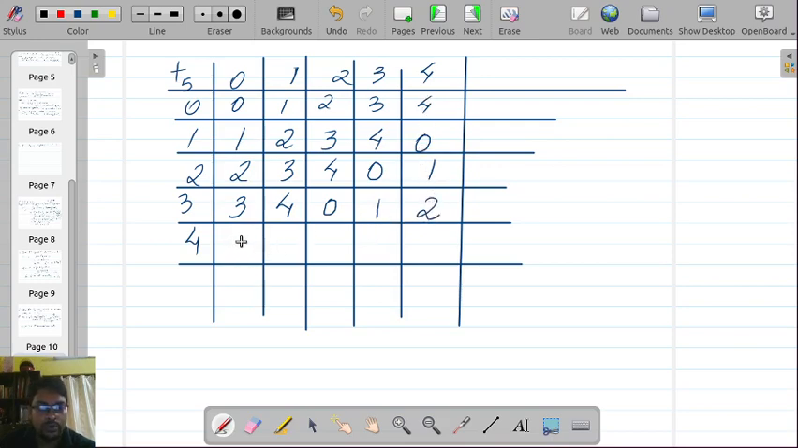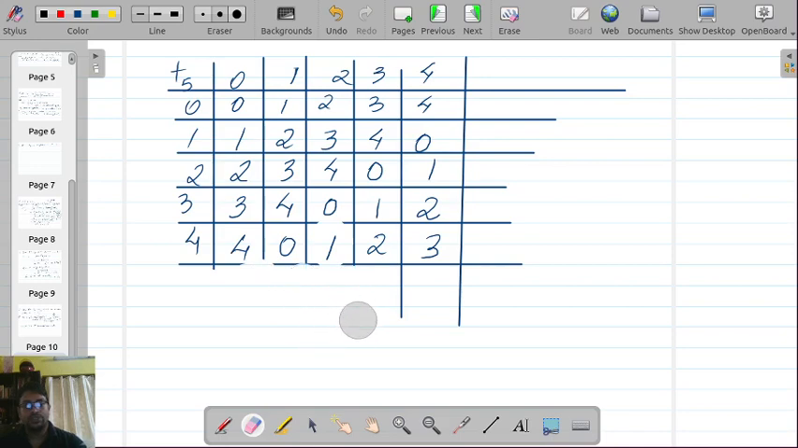4 plus 0 is 4, remainder is also 4. 4 plus 1 is 5, remainder is 0. Sorry, I made a mistake here. 4 plus 2 is 6, remainder is 1. 4 plus 3 is 7, remainder is 2. 4 plus 4 is 8 and remainder is 3. So that way you have to do the composition table. So the composition table is done.